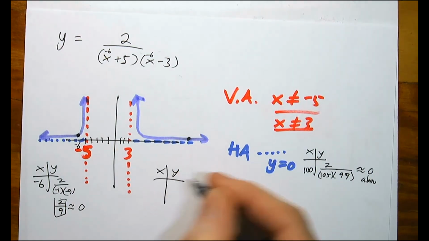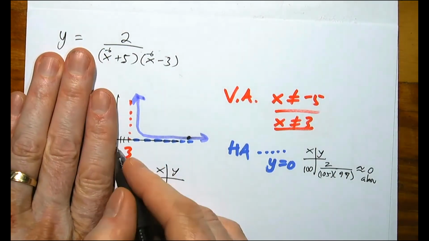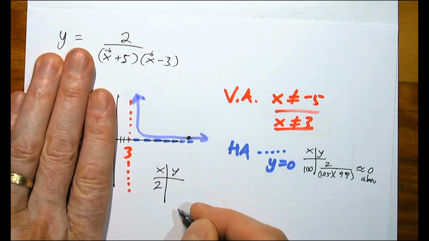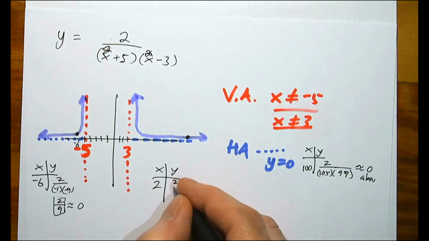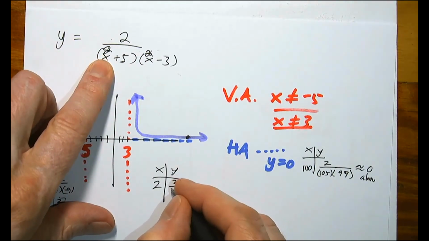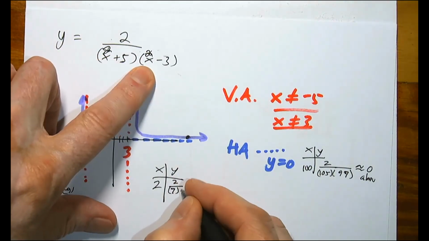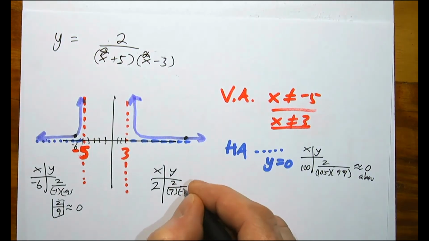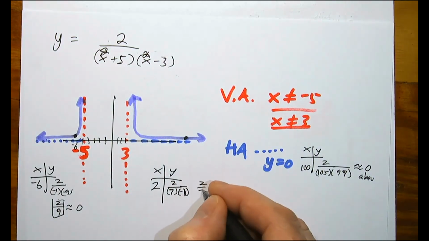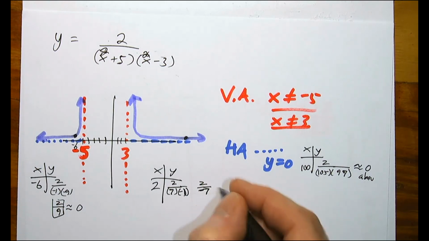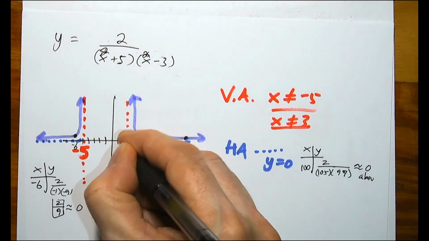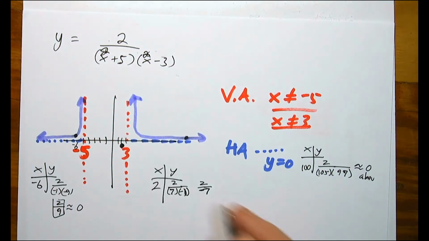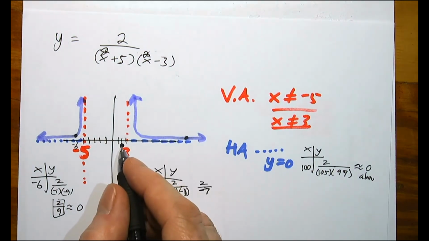So this is the tricky part. This is the advanced part. Try something close to 3 on this side, like 2. Plug in 2. And let's see what we get. 2 over 7 times -1. That's 2 over -7. Okay, which is something negative, right? Something down here. Okay, but it's low, isn't it?